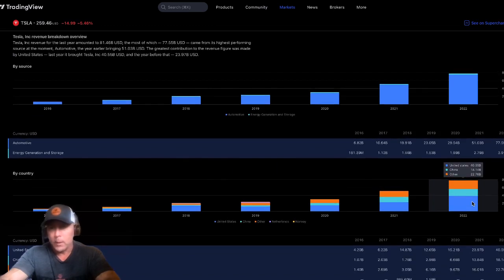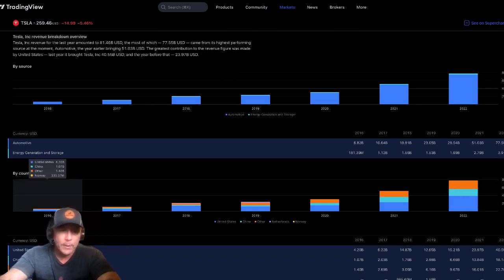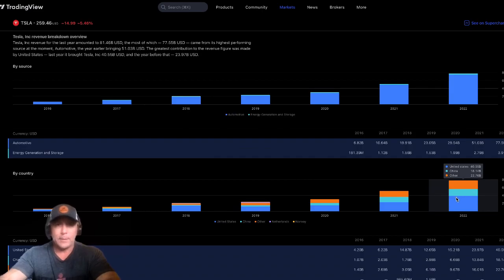And then down here, this is a breakdown by geos in terms of market penetration for the vehicles. So blue is US and China is this kind of greenish. China's right here, and the orange is other. So US is 40 billion, China is 18 billion, and other is almost 23 billion. If you look from 2016, beautiful trend.